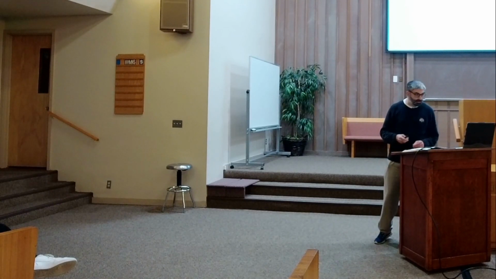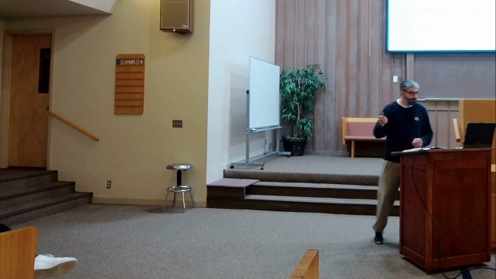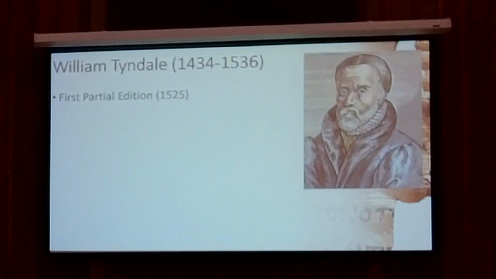Yeah, so he printed a partial edition in 1525. He didn't have everything done at this point, but his first partial edition was done in 1525. But before he was able to complete everything with it, he was found out, and he was forced to flee, and he went to a place called Worms, spelled W-O-R-M-S.